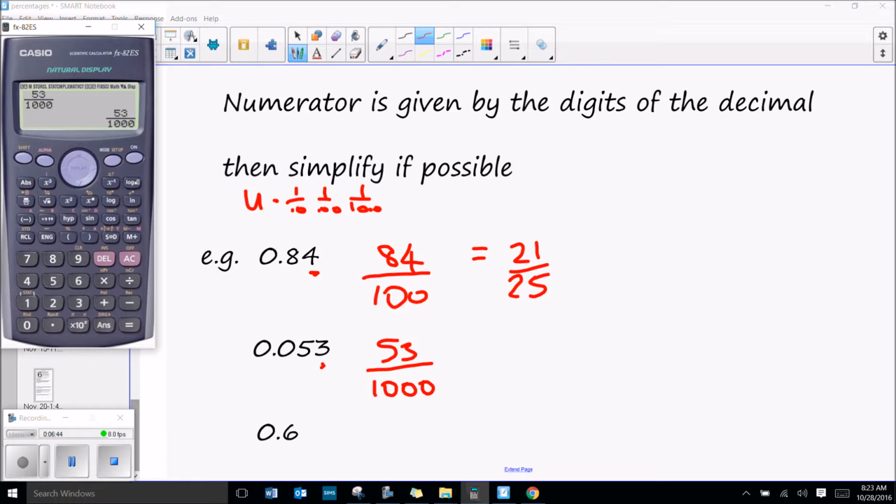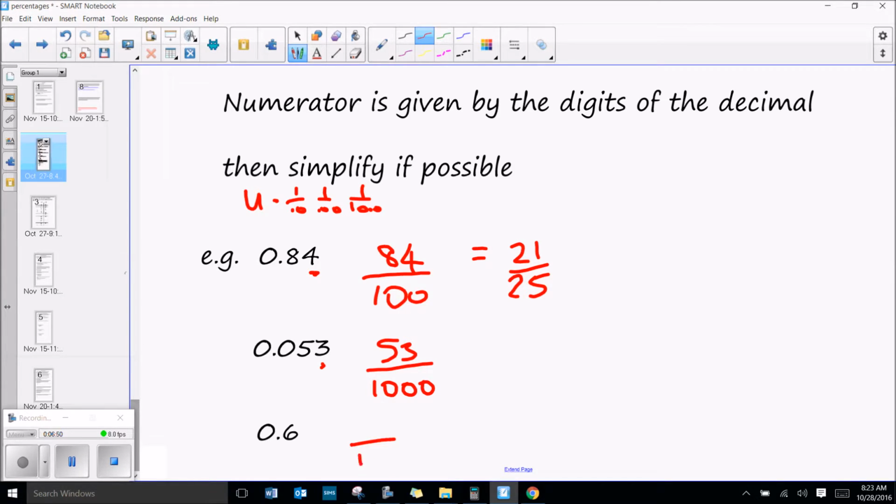Our final one is 0.6. The 6 is in the tenths column, so this would be over 10. And hopefully you can see very easily that simplifies to be 3 over 5.